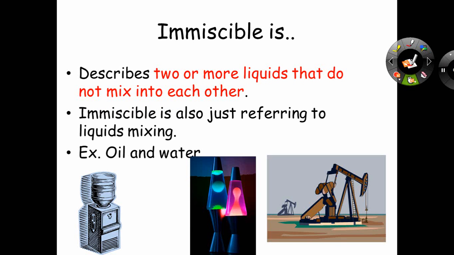Immiscible describes 2 or more liquids that do not mix together. A great example of this would be oil and water. Immiscible is just referring to liquids not mixing. So oil does not mix with water. Both are liquids, and they are called immiscible if you're trying to mix them together.